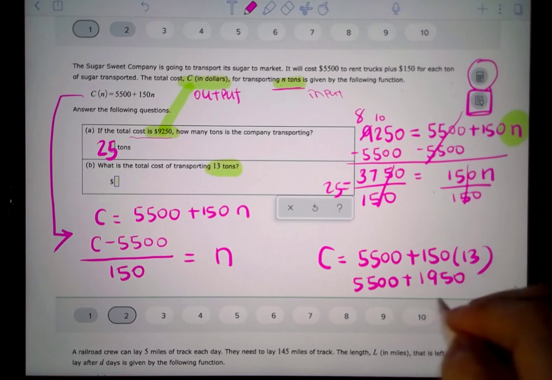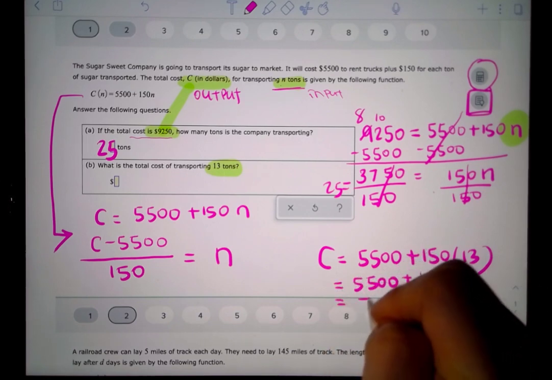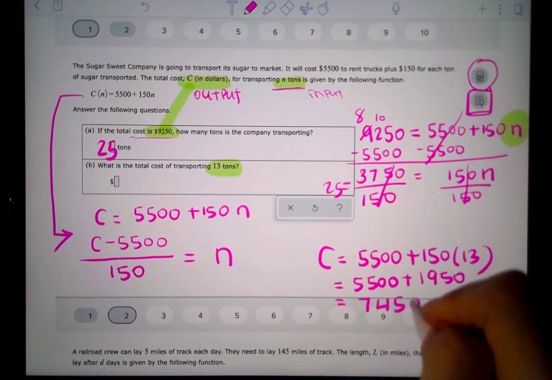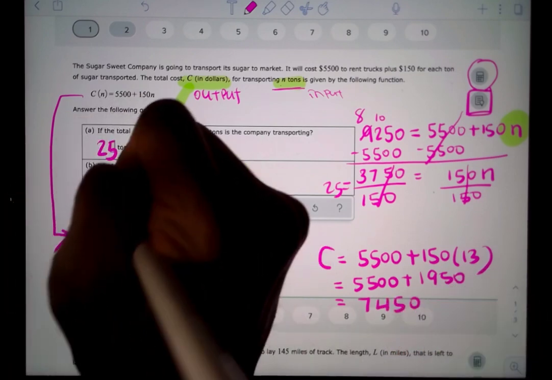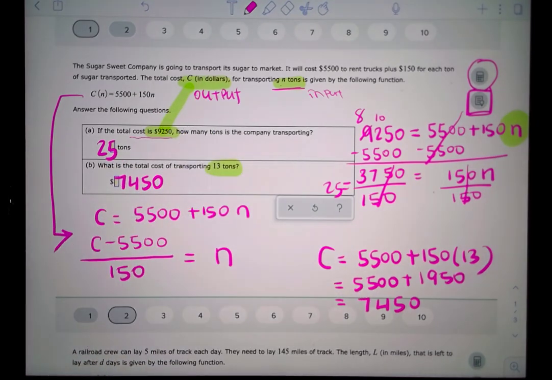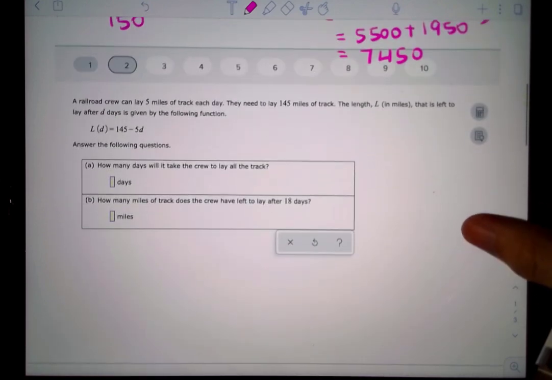Then you get $7,450, right? So like this, guys. So you will have those practice on Alex, 10 problems. Okay? So let's see. Number two.